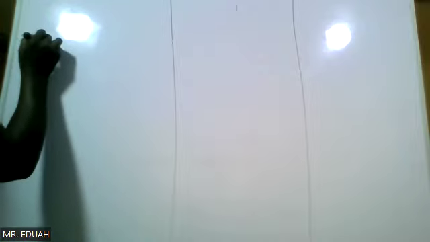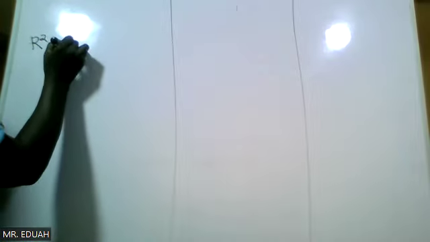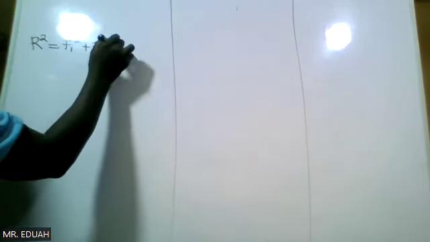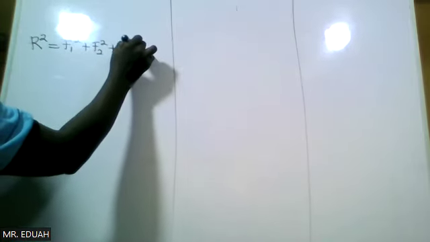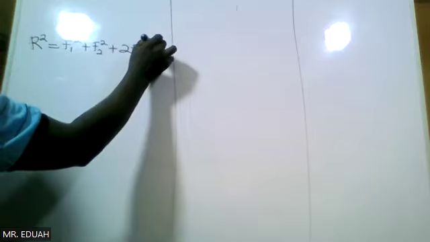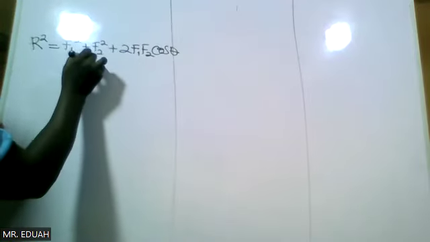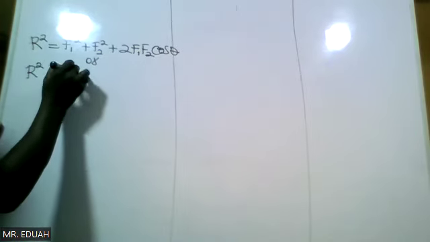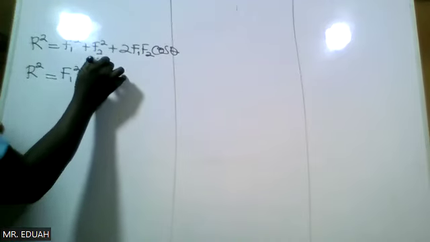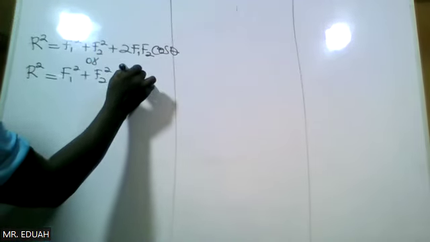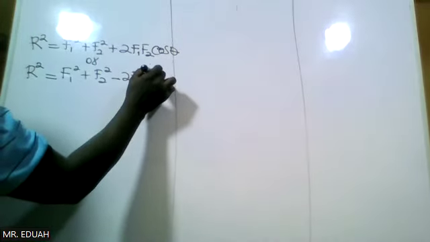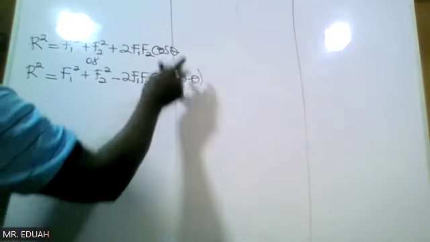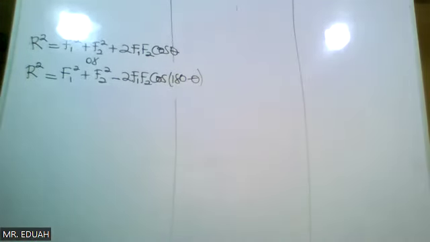We got R squared to be equal to F1 squared plus F2 squared plus 2F1F2 cos theta, or R squared is equal to F1 squared plus F2 squared minus 2F1F2 cos of 180 minus theta. They are the same, either the plus or minus.